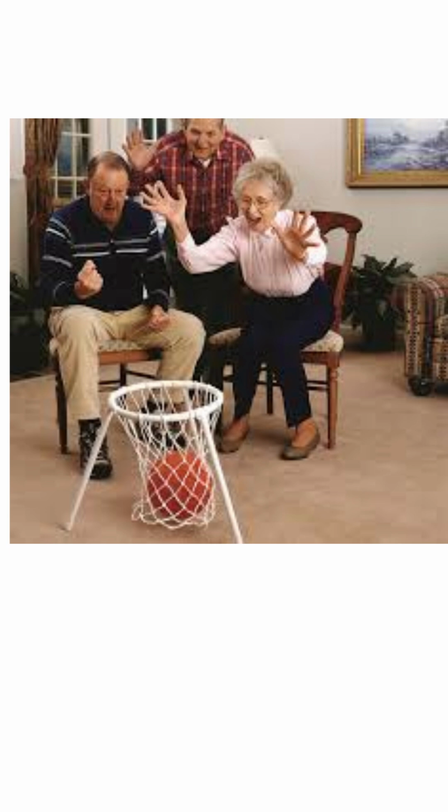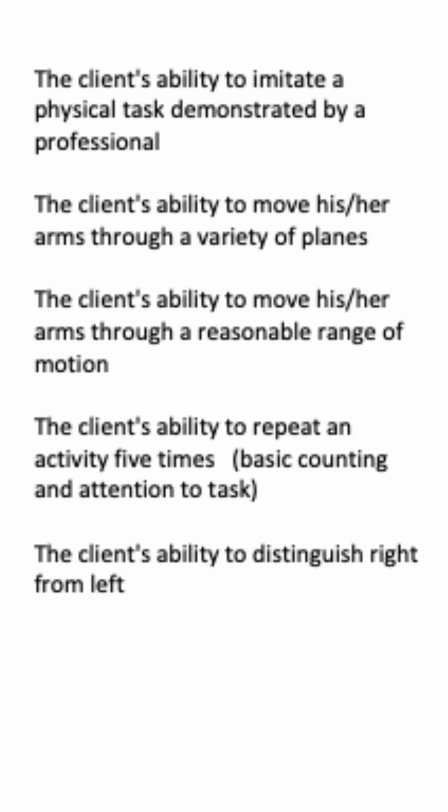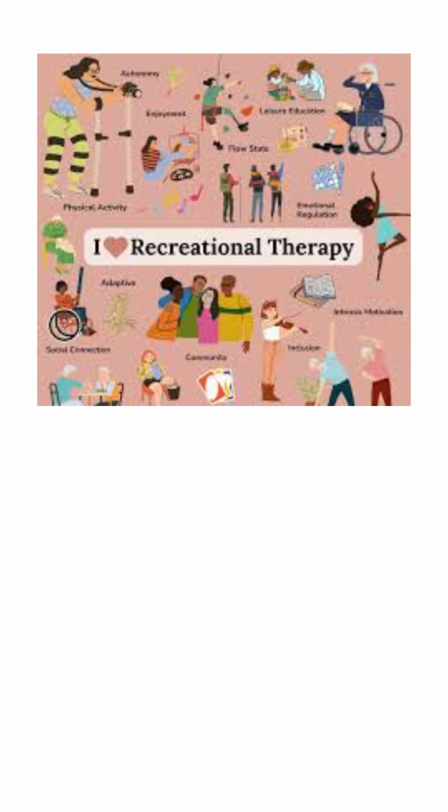Lastly, a series of 6 non-strenuous exercises is conducted. The exercises must be conducted verbatim to assess movement to specific parts of the body. Other exercises require the use of a special ball and floor basketball hoop. Some of the things that are being assessed are the client's ability to imitate a physical task demonstrated by a professional, the client's ability to move his or her arm through a variety of planes, the client's ability to move his or her arm through a reasonable range of motion, the client's ability to repeat an activity 5 times, and the client's ability to distinguish right from left. Administering this portion of the test is conducted in 2 parts. One, repeat instructions once if necessary, but do not give the instructions more than twice. Demonstrate once, but do not demonstrate exercise more than once.